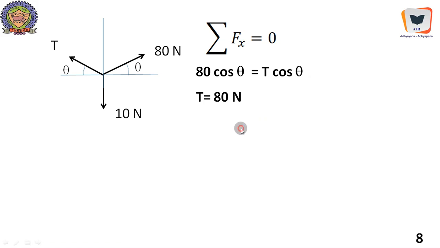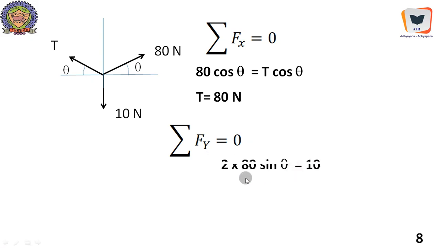Of course, we could have written this straightforwardly, but anyway, this problem will help us to understand that a wire cannot experience different tension values. Sigma Fy equal to 0 we will apply, and the system is symmetrical. The system is symmetrical, same theta over here and over here, same tension. Therefore, sigma Fy equal to 0 would only amount to T sine theta plus 80 sine theta. T is 80, so 2 times 80 sine theta equal to 10, which is going vertically down.